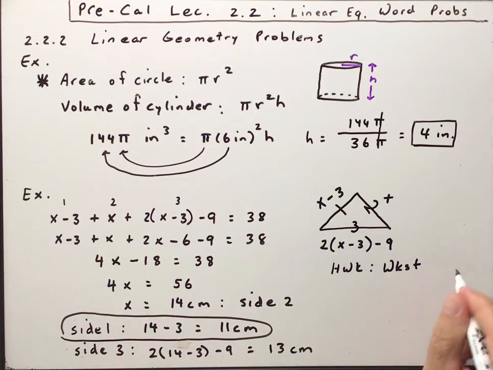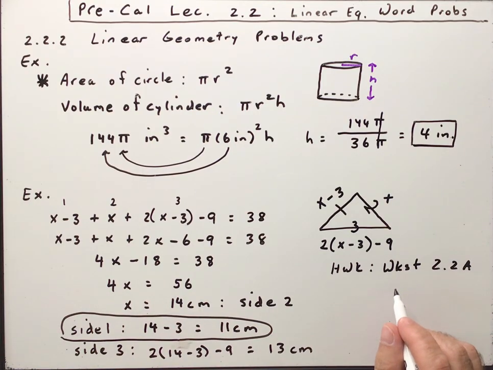Okay, so your homework is worksheet, I believe it says on it 2.2a. I used to have a 2.2b, but we don't have that anymore, so there won't be a 2.2b. It may just say 2.2, but it's got 6 problems on it.